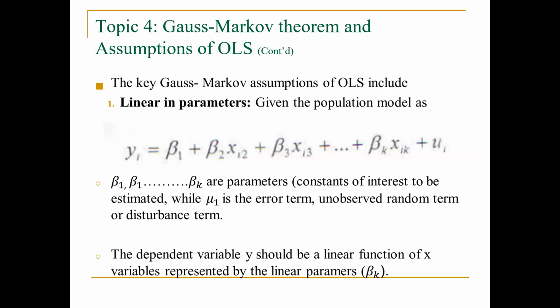Please bear with me. So the dependent variable y should be linear in function, which is represented by the linear parameters, meaning that every time we measure from beta 1 to beta 2, the parameters are linear in the function.